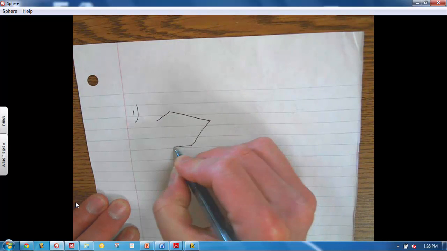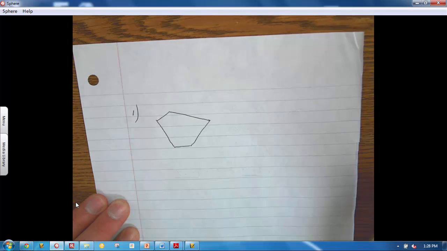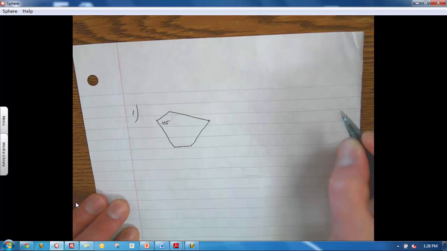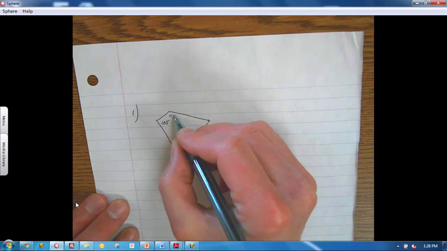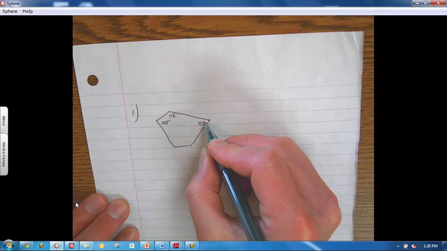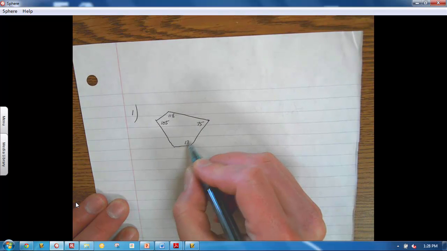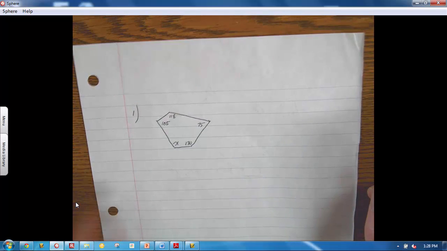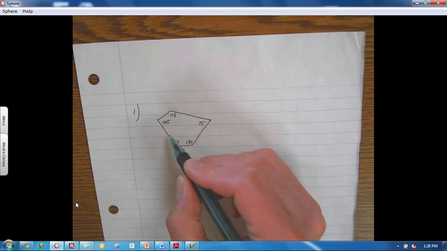that looks kind of like this. We are told that this is 105 degrees, this is 118, this is 75, this is 130, and this is my x. That's the angle I'm looking for. Okay. Now, we can actually find this because we know that this is a 5-sided figure. 1, 2, 3, 4, 5.